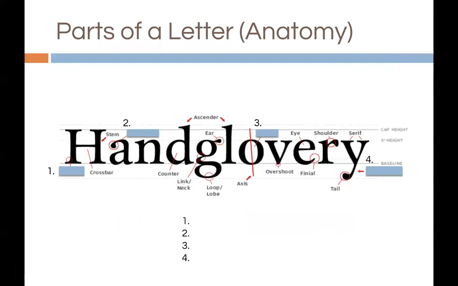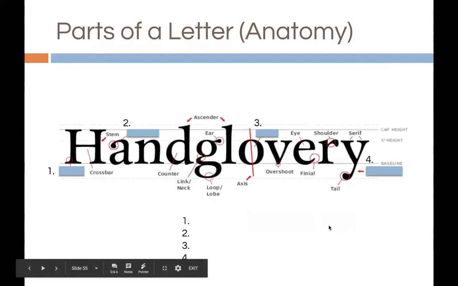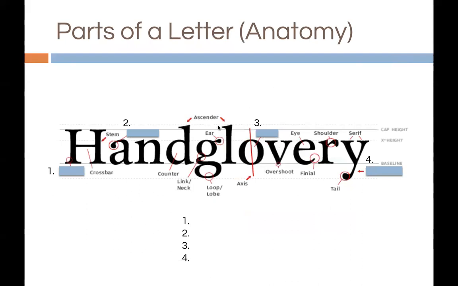All right, next we have the parts of a letter. So the anatomy of a letter. Number 1, which is this part of the letter H right here. And don't feel bad if you don't remember what they are, because I can never remember either. I remember ascenders, and I remember descenders, and that's about it. And x-height.